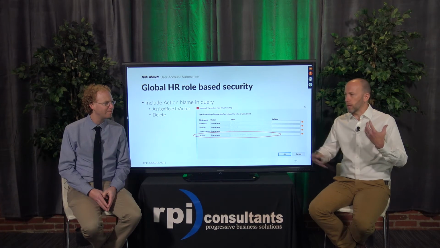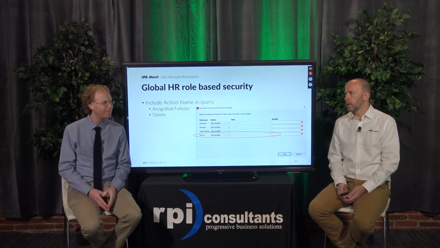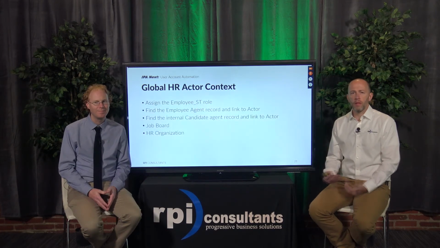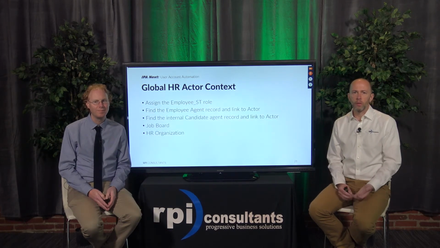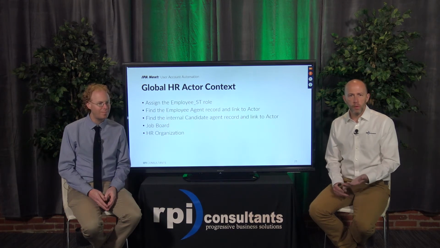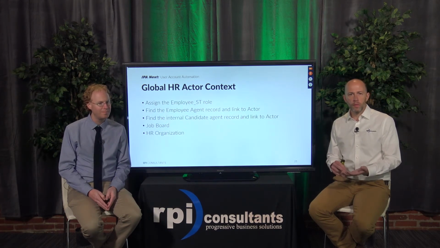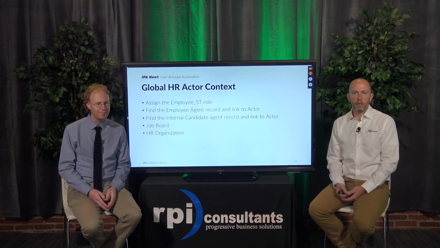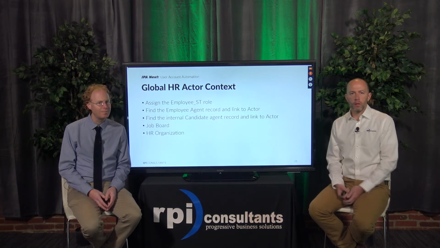And it's just one loop that handles everything as you look at it. Now, it does require a little bit more complicated SQL to do all of that, but it is possible. And even beyond that, we have the actor context within the global HR. So this is more than just the employee ST role, but linking those employee agents directly to the actor. The same with the internal candidate if you're using the TA portion of global HR. And then you've got the job board and the HR organization, which of course also need to be tied to those actor records, and that can all be done through process flow.